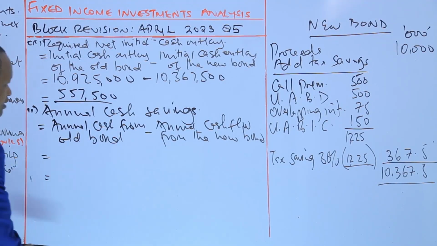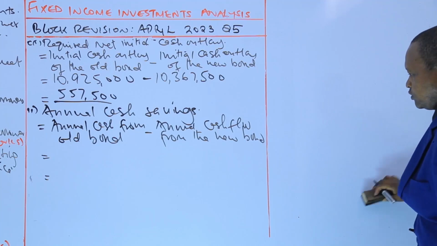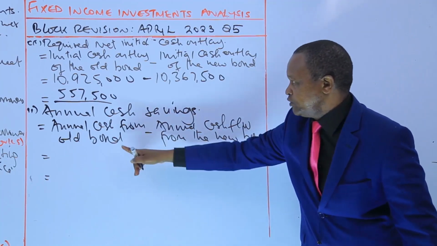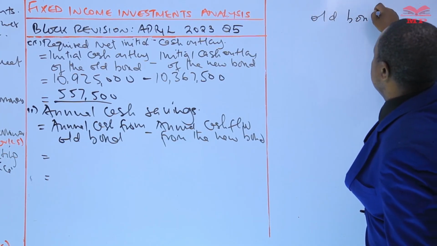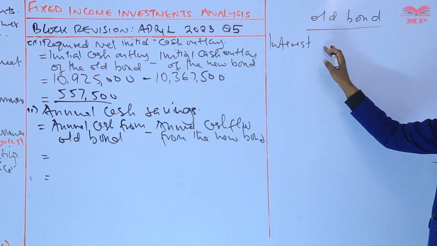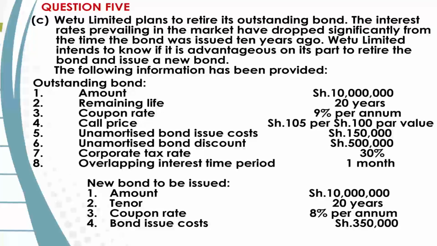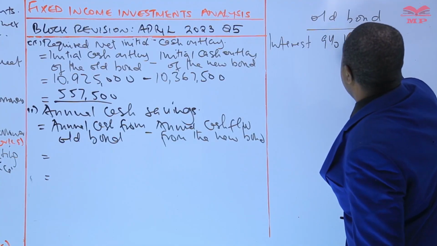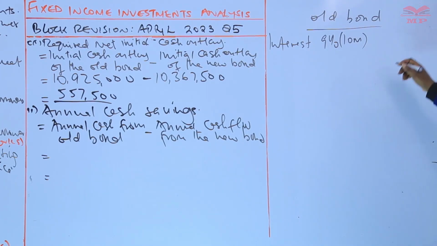So we are going to have a working here. Workings. Let's begin with the annual cash flow from the old bond. We begin with the interest. The old bond, the interest is 9% times 10 million, which is equal to 900,000.